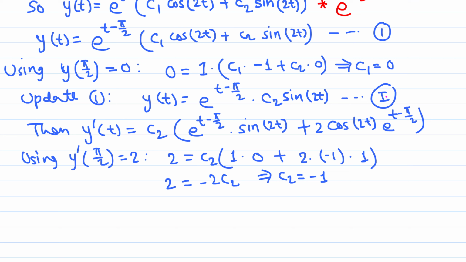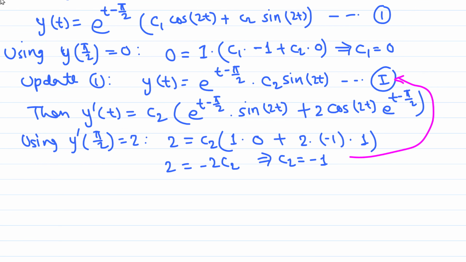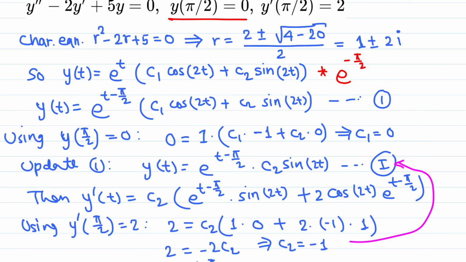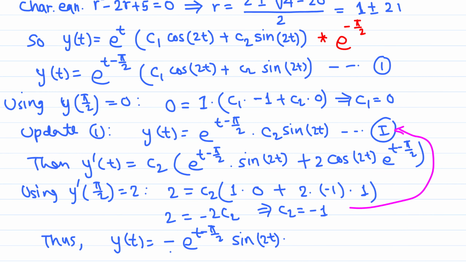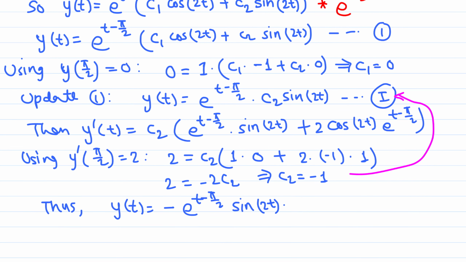Now we write the final answer: just replace c2 by negative 1. Thus y equals negative e raised to t minus pi over 2 times sine 2t. Okay, final. There is another video without multiplying by this, and you get a similar answer, if not the exact one.